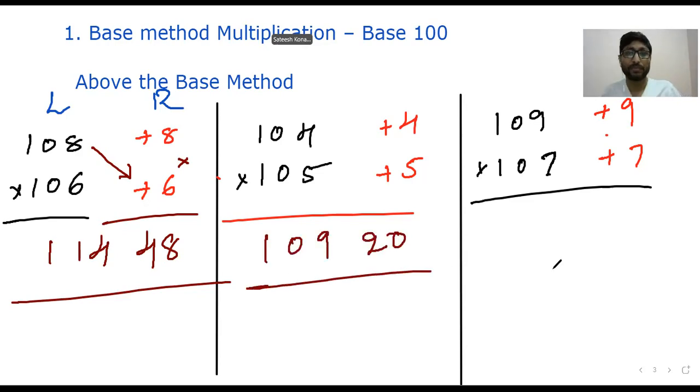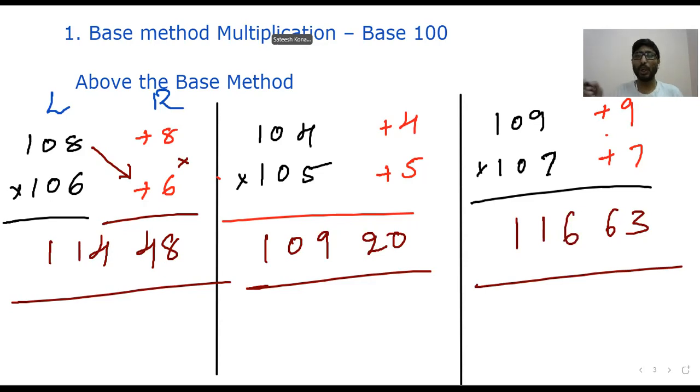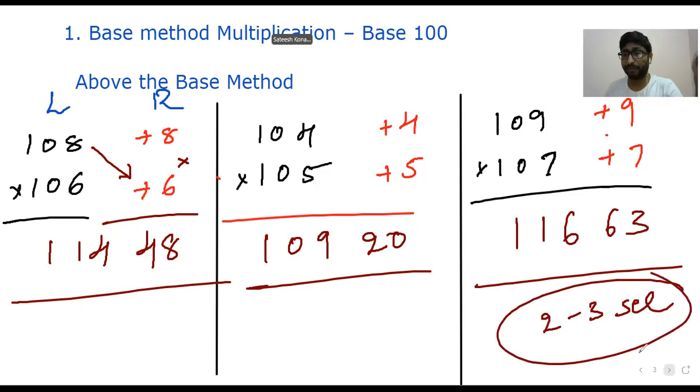109. Okay, 9 7s are 63, 116. See, no multiplications, my dear. No multiplications I'm doing. Just simple multiplications. I wrote the answer for 109 into 107 like this. Am I right? Like this. So just 2 to 3 seconds. Hardly 2 to 3 seconds.